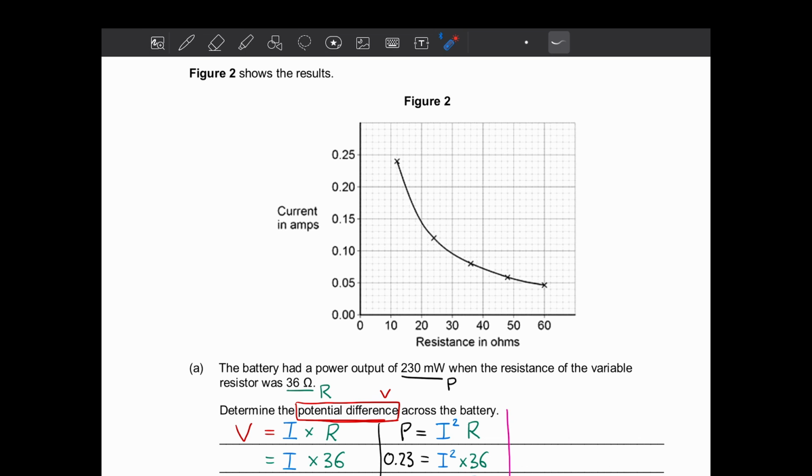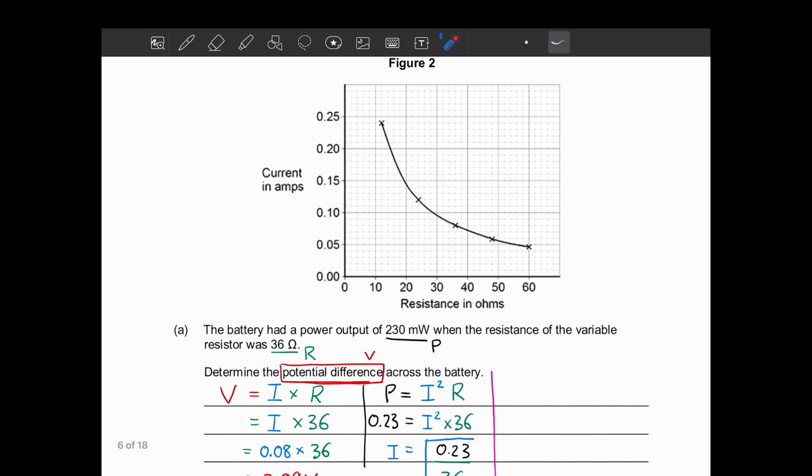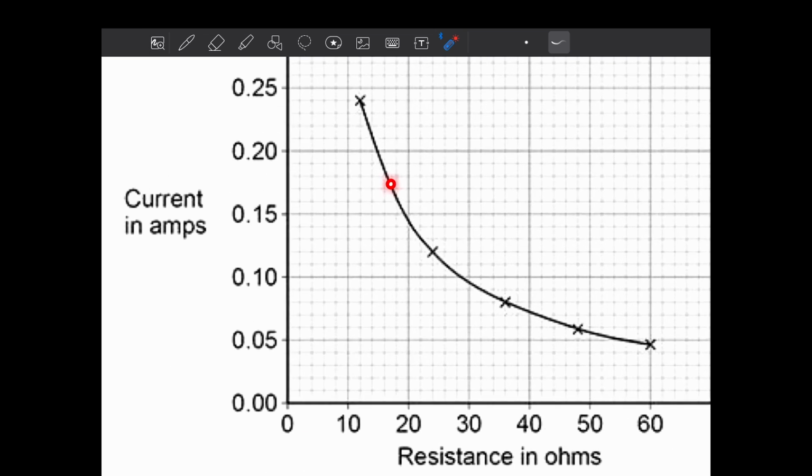And this graph is useful because we know we are looking for potential difference, and we know that equals current multiplied by resistance. This graph gives you a whole range of values that link resistance to current. So a very easy way of solving this would be to pick a well-defined point along this graph. Don't go for a point that you know might be lying off a grid line. Choose something a bit more logical. For instance, this one over here looks good.